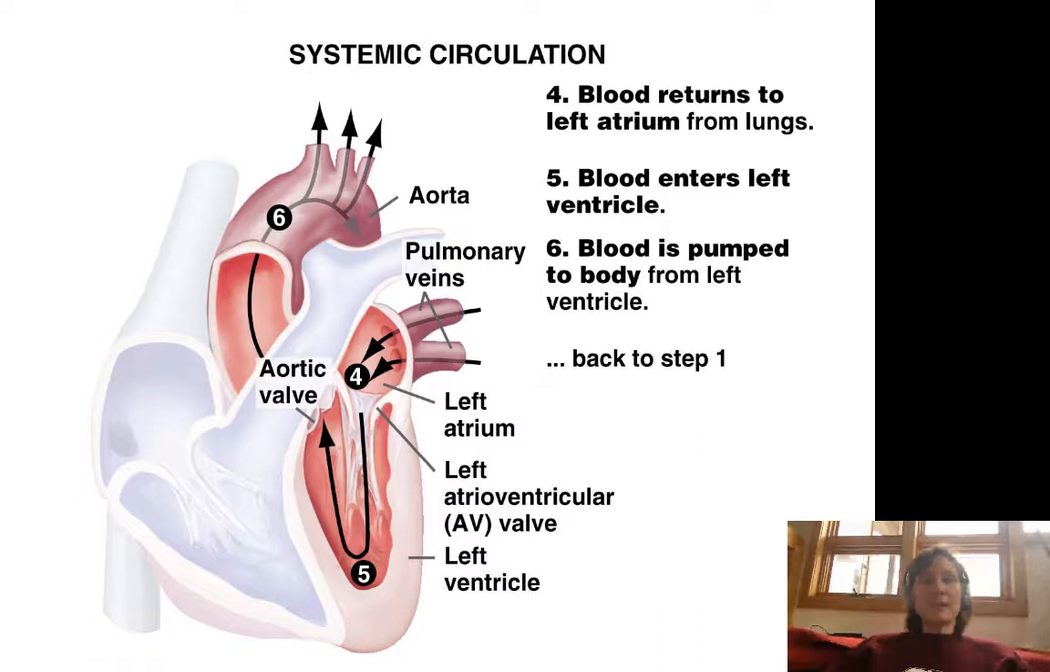After it's picked up oxygen, it's then going to return to the heart. It's going to return to the left atrium through the pulmonary veins, through the atrioventricular valves into the ventricle, then out the aortic valves, through the aorta, and it's going to go through several different vessels towards your head and then down and through your body. So right atrium, right ventricle, lungs, left atrium, left ventricle, body. And repeat.